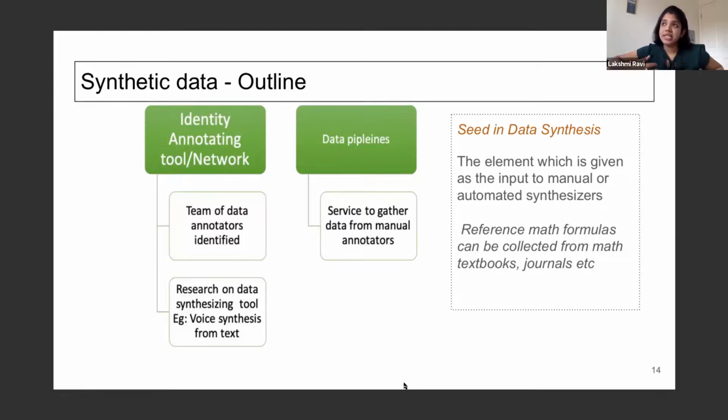The second question is data pipelines. How will you collect the value from the user to here? So what is a seed in data synthesis? When you know that you are going to be synthesizing the data, the seed value is the input you are giving to the synthesizing people or the program or anything. So in the case of the CROHME data set, the formulas we referenced from the textbooks can be referred to as seed data, which is used for generating the handwritten math data set.